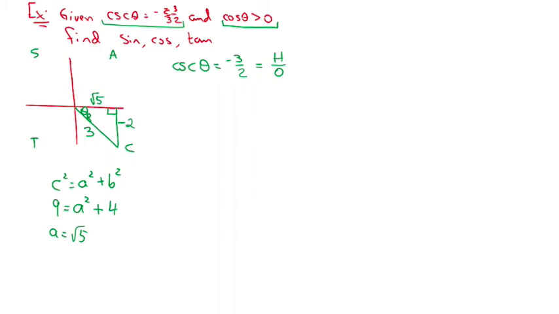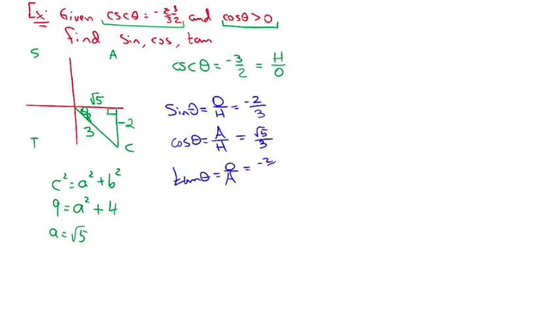And then the rest of it's kind of easy. The sine of this angle is going to equal negative opposite over hypotenuse, which is negative 2 over 3, the reciprocal of cosecant, directly. Cosine of theta is adjacent over hypotenuse, so square root of 5 over 3. And then tangent of theta is opposite over adjacent, negative 2 over square root of 5.